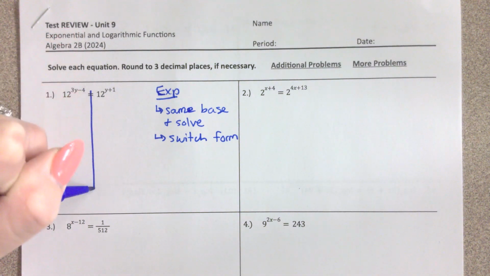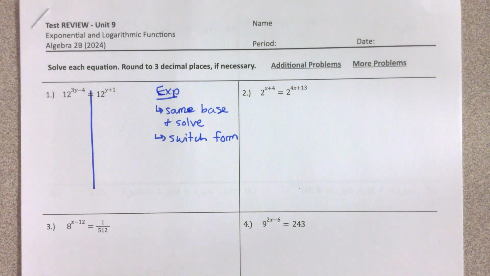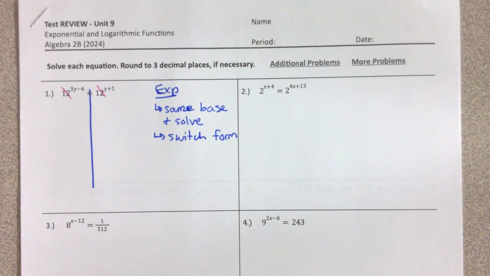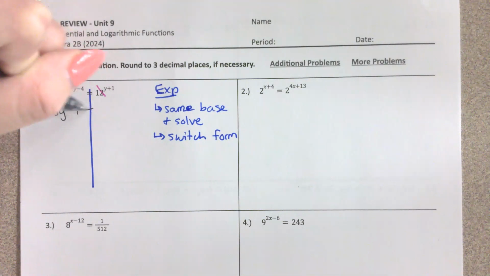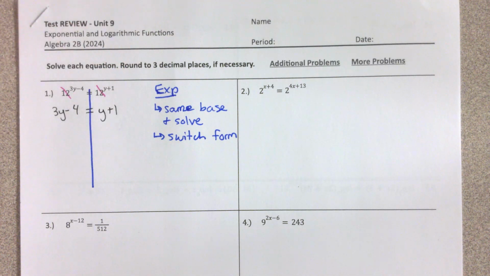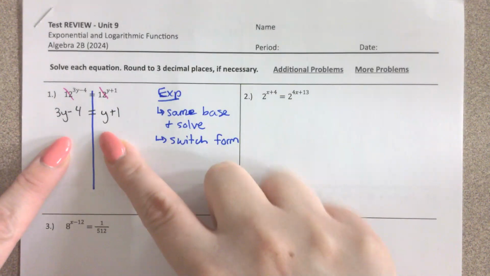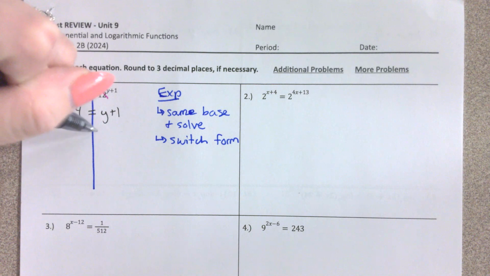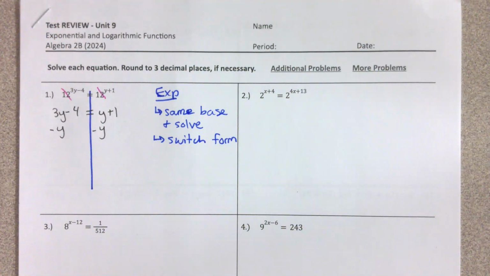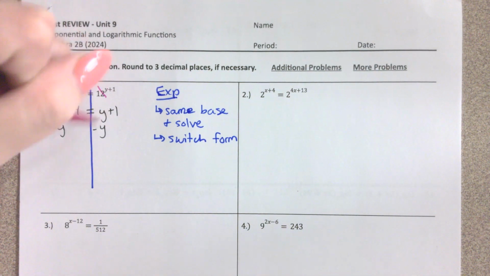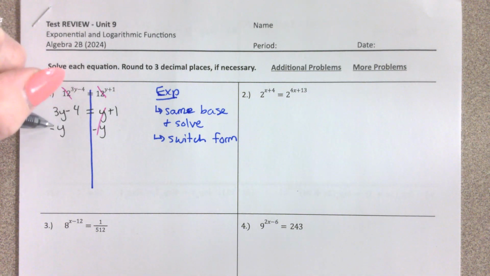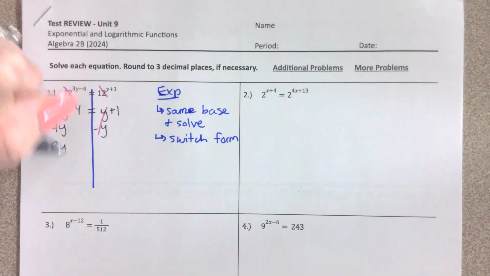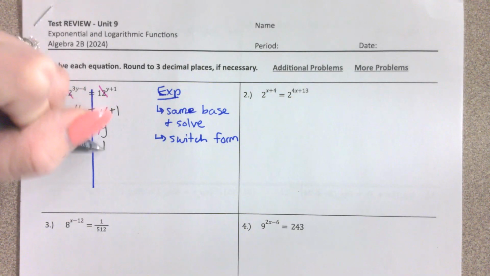So since we already have the same base, we can jump right in and cross out those 12s. And then we'll solve what we have left over. 3y minus 4 equals y plus 1. I have two y terms. I'm going to move the smaller one. Minus y on both sides. Y's cancel. And then we got 3y minus, remember this is like a 1y, 2y minus 4 equals 1.